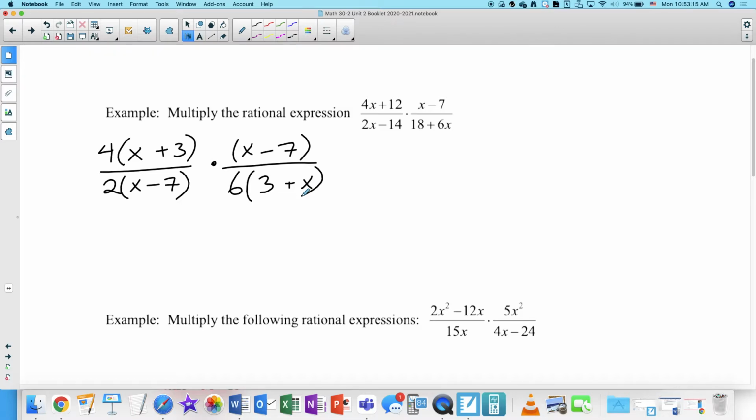Yes, state your non-permissible values. Okay, so what have I got? Right, so from this factor, x cannot equal 7. 7 minus 7 is 0. And from the second factor, x cannot equal negative 3, because 3 plus negative 3 is 0. Okay? All right. Now what?